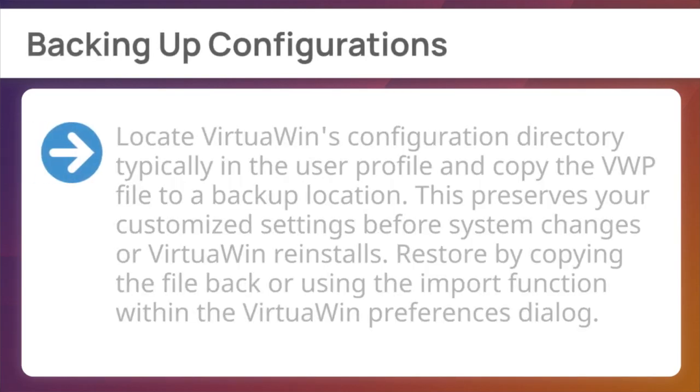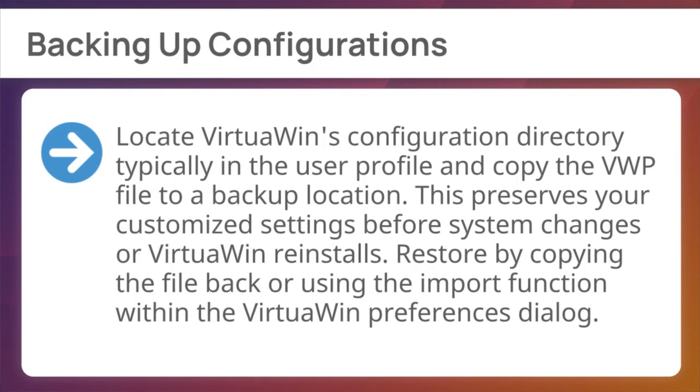Finally, backing up configurations. Locate VirtuaWin's configuration directory, typically in the user profile, and copy the VWP file to a backup location. This preserves your customized settings before system changes or VirtuaWin reinstalls. Restore by copying the file back or using the import function within the VirtuaWin preferences dialog.